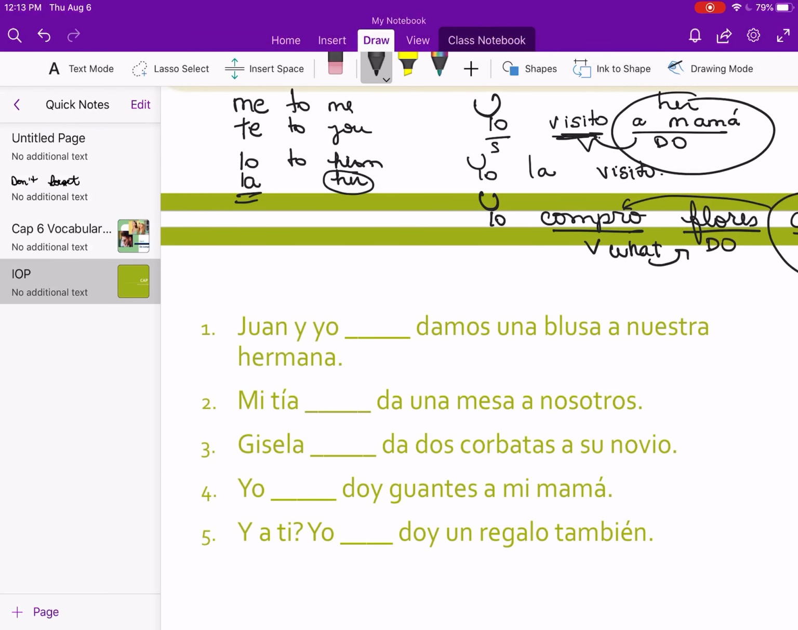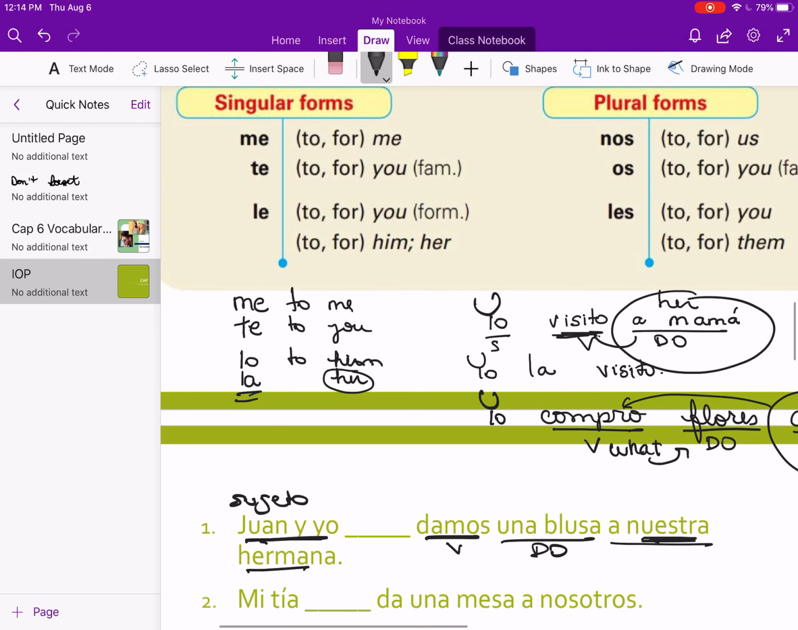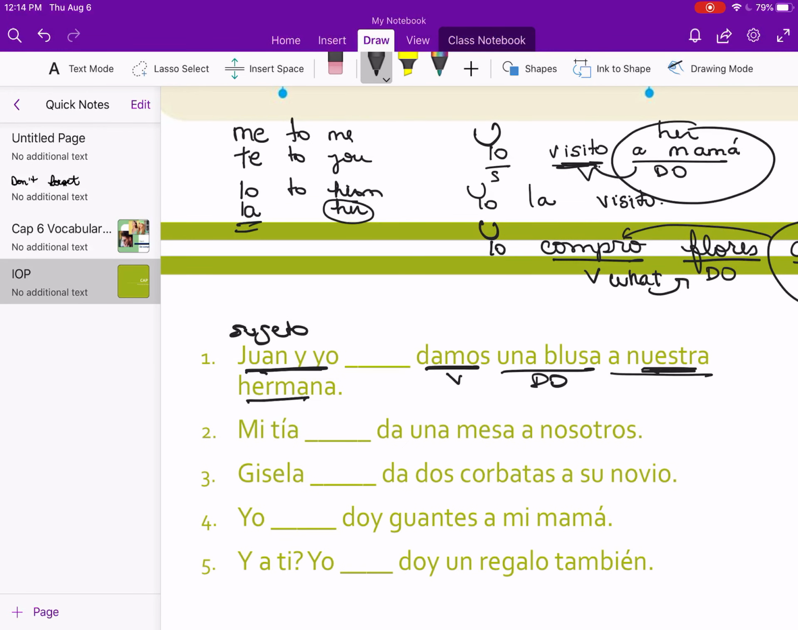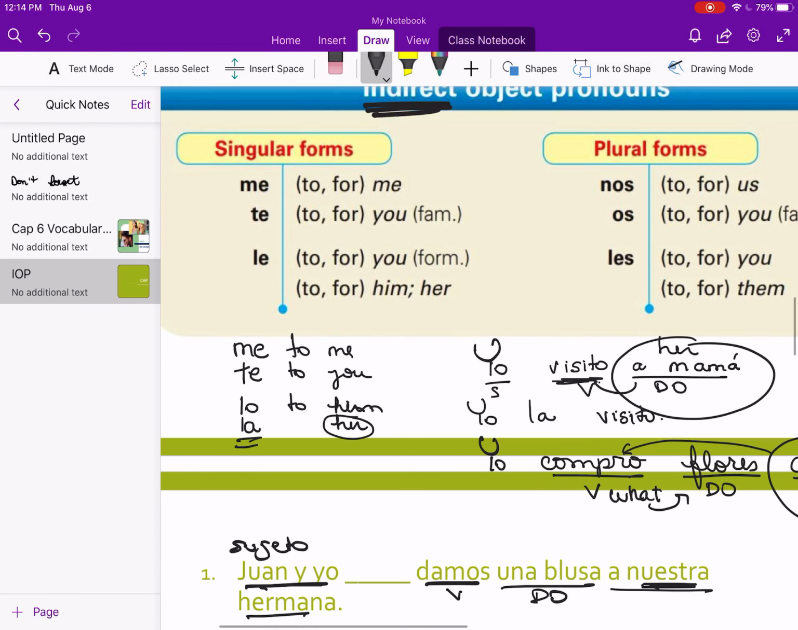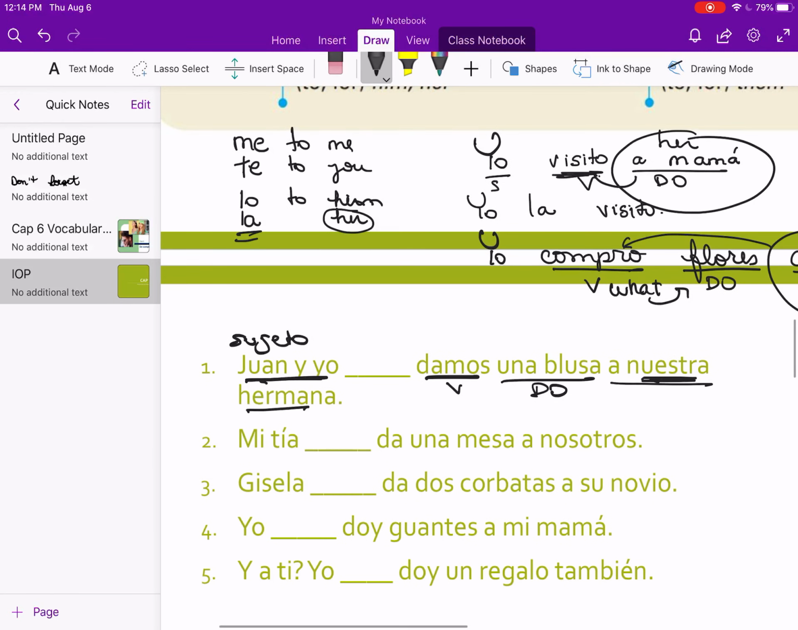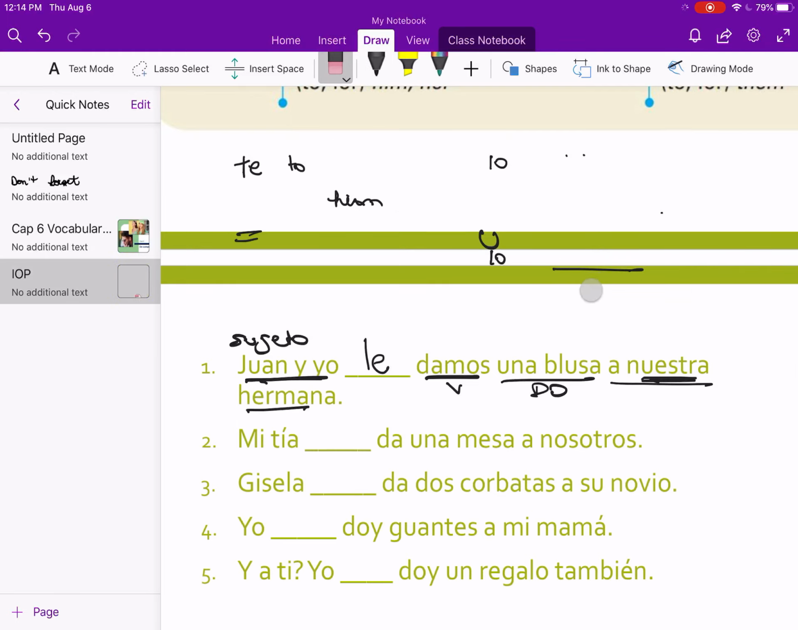Okay? So, given all this, let's look at this. Juan y yo damos una blusa a nuestra hermana. Ok, Juan y yo es el sujeto, ¿no? Damos es el verbo. ¿Qué damos? Una blusa. Who do we give that blusa to? Our sister. Don't get confused with nuestra. It doesn't mean that it's nos, because we're not giving that to ourselves. We give it to her. So, to her es le. Juan y yo le damos una blusa a nuestra hermana.